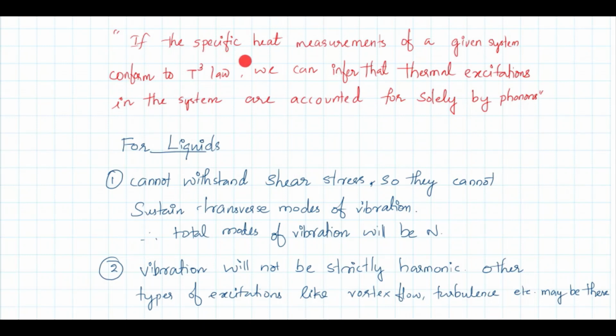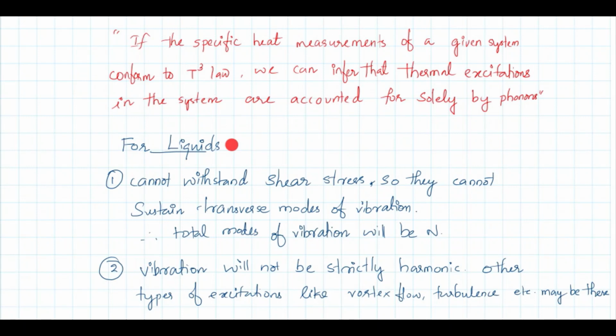So if the specific heat measurements of a given system conform to the T cube law, we can infer that thermal excitations in the system are accounted for solely by phonons. Here we are considering only the case of phonons, and we got a T cube law. That is, for low temperature, Cv is proportional to T cube. So when you measure the specific heat values at low temperatures, and if it obeys the T cube law, then we can say that the thermal excitations in the system are accounted for solely by the excitation of phonons.